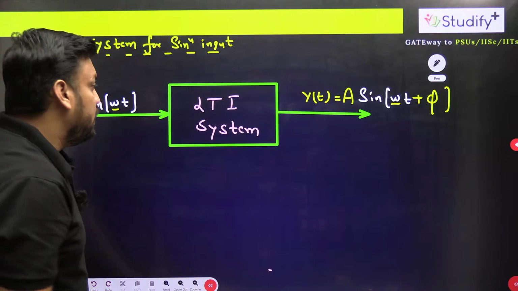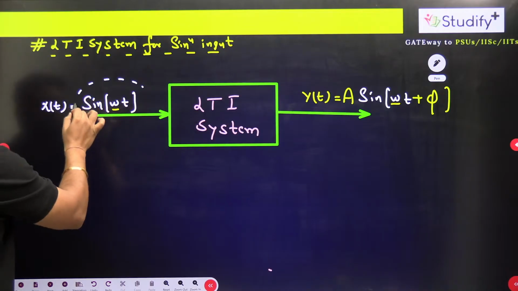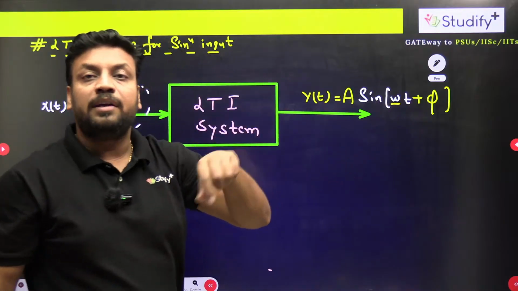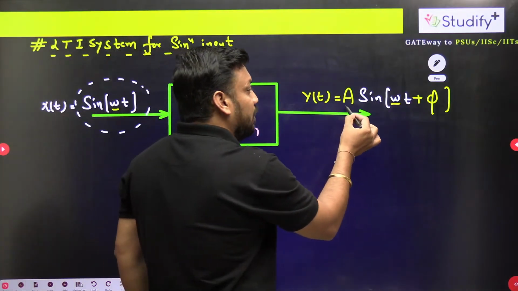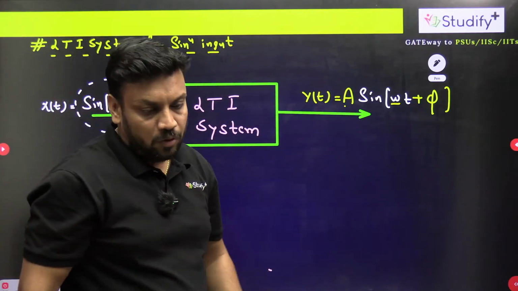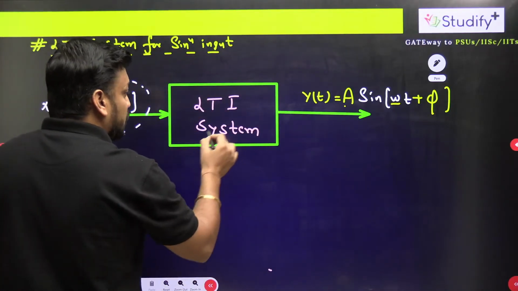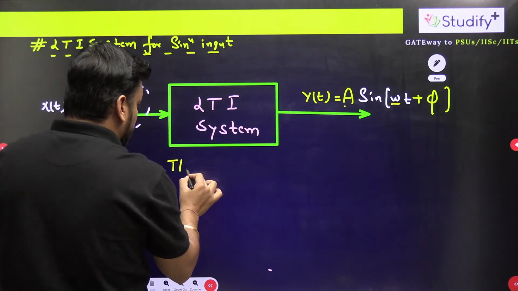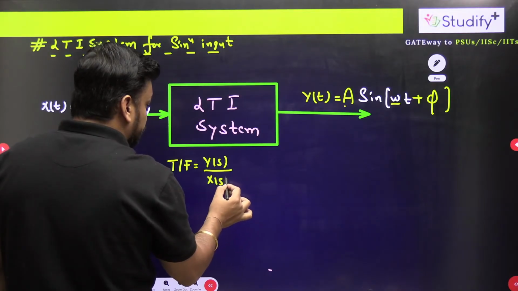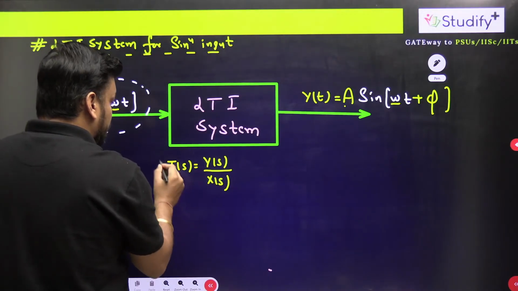What is the important statement we should note down? For the LTI system, whenever any sinusoidal input, sine omega t, is applied to a system, the output must be sinusoidal, but having different magnitude and phase. This A will come extra and phi will come extra, whereas one factor will remain the same, that is omega. Now students, how do we find the transfer function? Output Laplace upon input Laplace, so the transfer function is Y(s) upon X(s). Suppose we represent the transfer function with T(s).